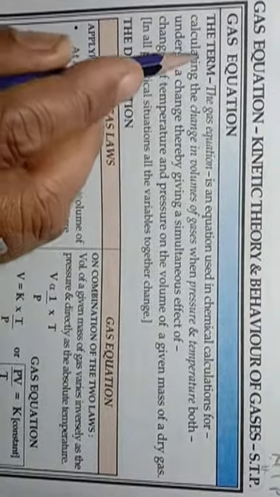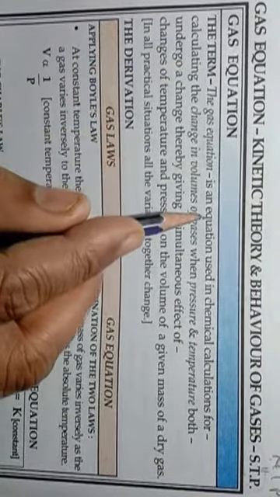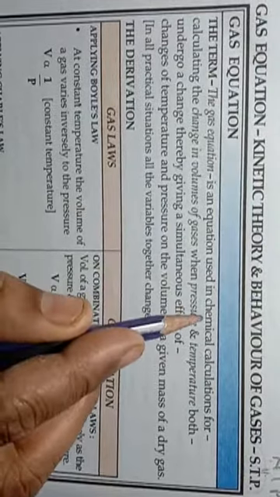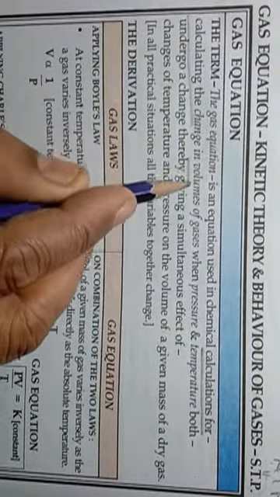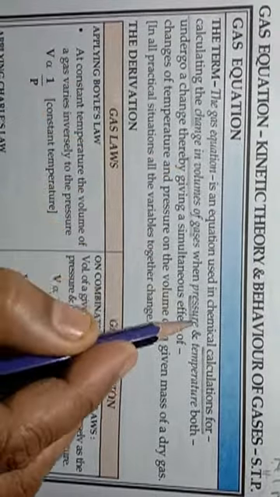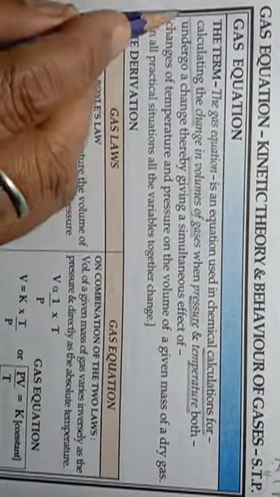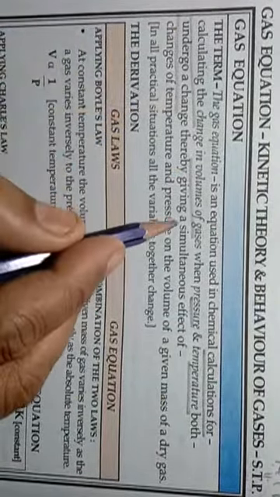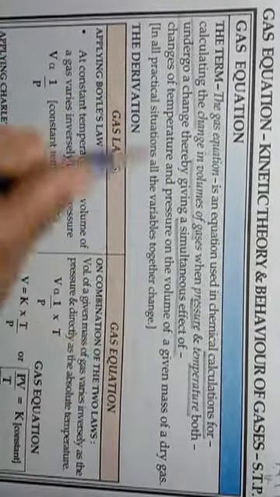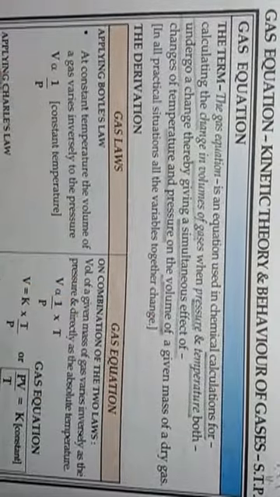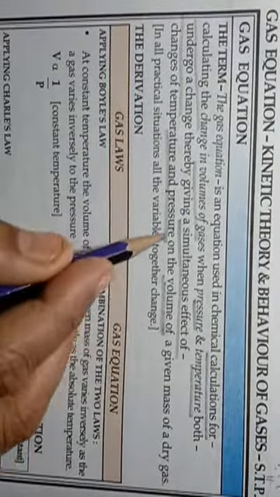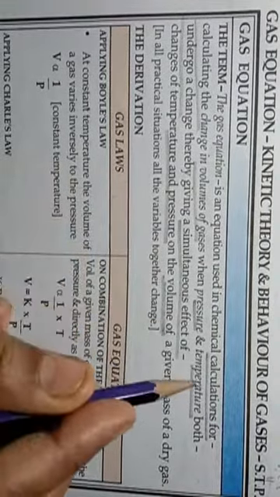Gas equation. The gas equation is an equation used in chemical calculations for calculating the change in volume of gases when pressure and temperature both undergo a change, thereby giving a simultaneous effect of changes of temperature and pressure on the volume. Okay, so all three variables are changing together.